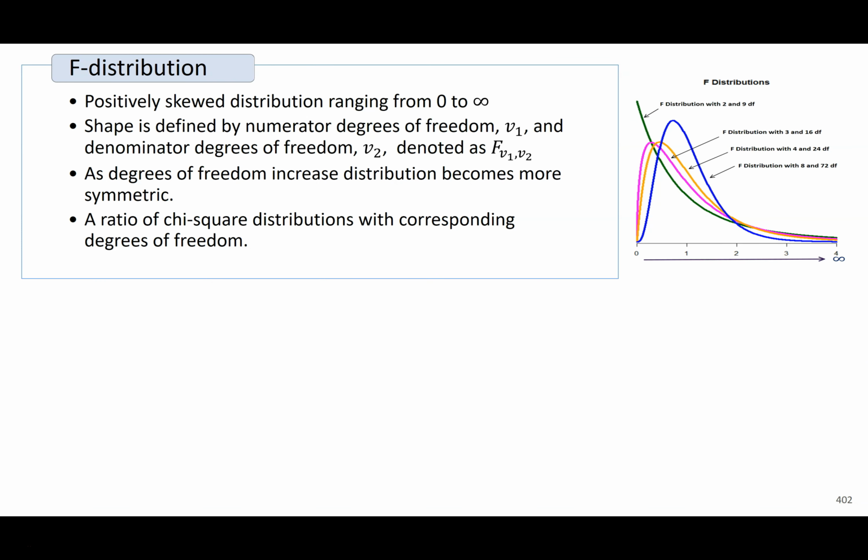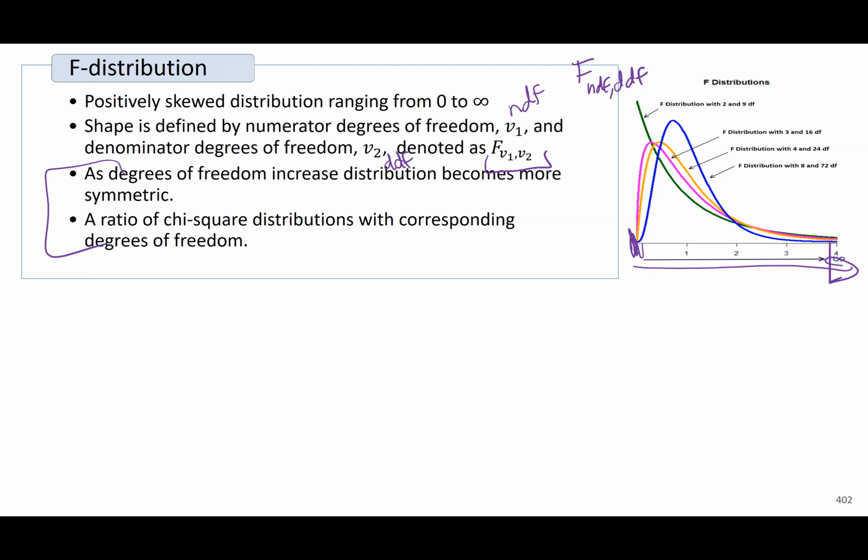The F distribution is going to be positively or right skewed. It goes from 0 to infinity. It's not going to be a negative value. It has two degrees of freedom: your numerator degrees of freedom, nu 1, and your denominator degrees of freedom, nu 2. We do have a tendency to write, I have an F statistic with whatever your numerator degrees of freedom are, and then your denominator degrees of freedom.